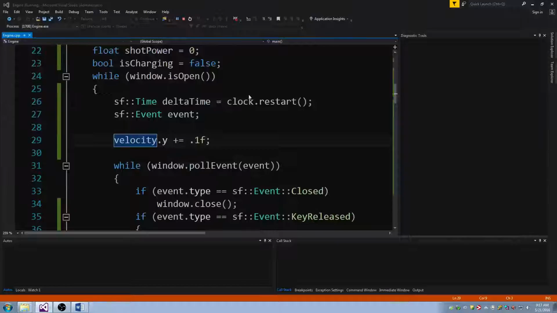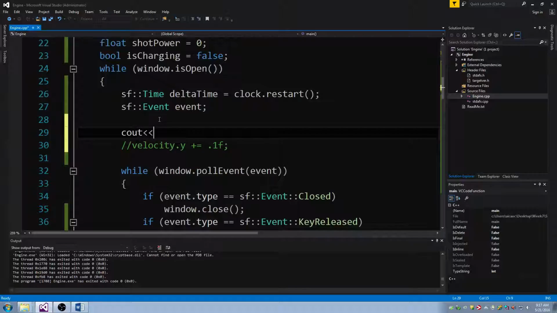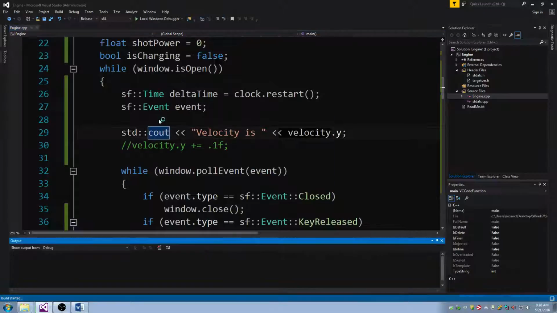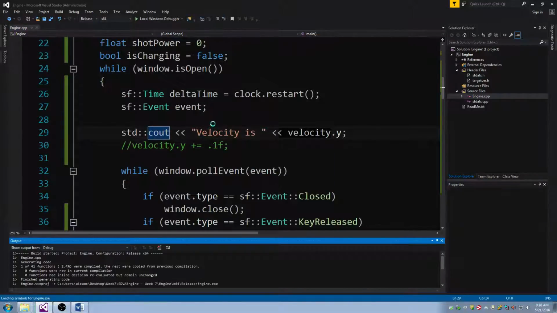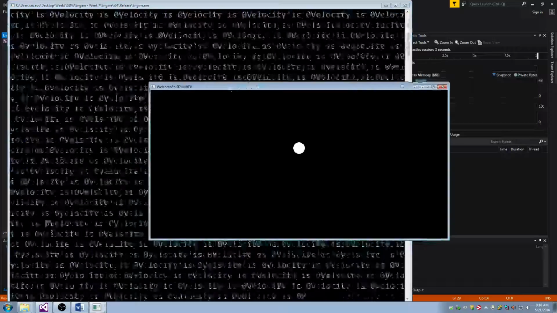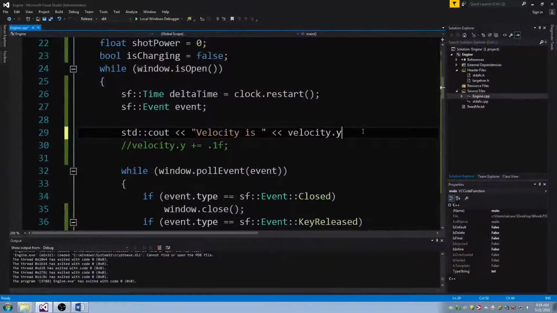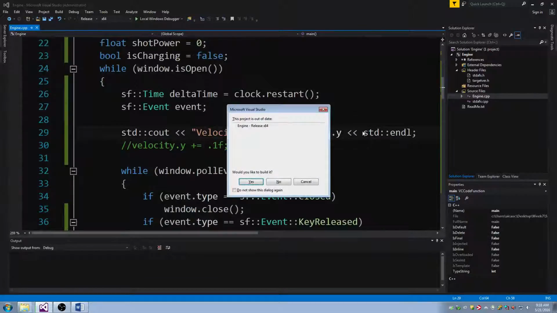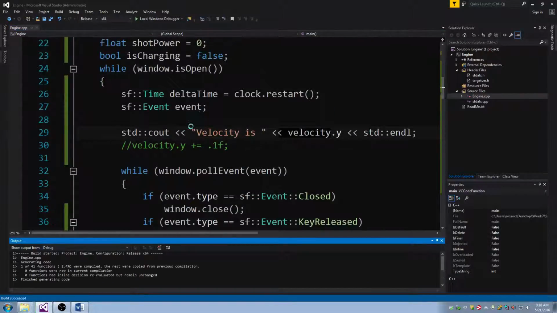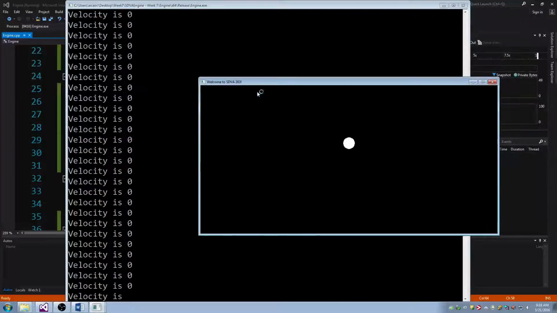Okay. Why does this work? Well, I'm just going to print out the velocity. I'm going to print it out without any gravity to start. The velocity is 0. Obviously, it's not moving, right?